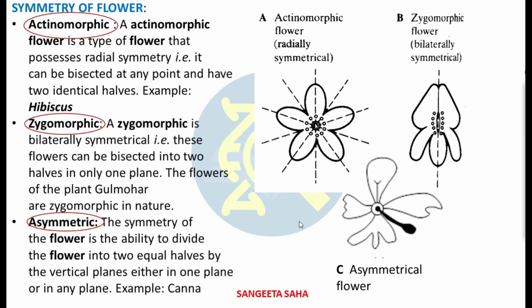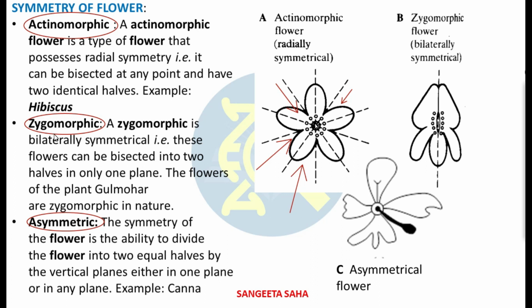Now if you see this picture, in actinomorphic it is radially symmetrical. That means any type of cut made through the center will divide the flower into equal parts. From here, any cut, if it is made from the center, then you will get equal parts of the flower. Such a type of flower is known as actinomorphic flower.